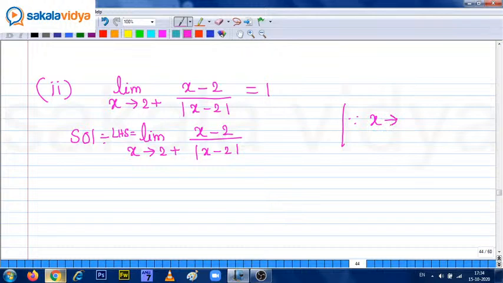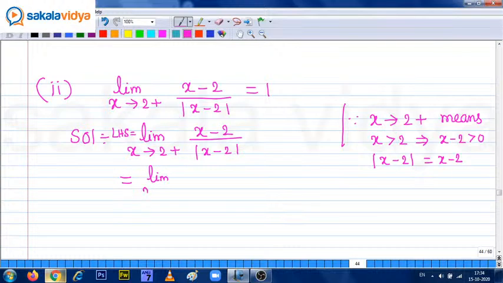Here x tends to 2 plus means x is greater than 2. That implies x minus 2 is greater than 0. As x minus 2 is greater than 0, the modulus of (x minus 2) is defined as (x minus 2) only. So this is equal to limit x tends to 2 of (x minus 2) upon (x minus 2). x minus 2 cancels. So this will be 1. This is RHS. Hence proved.